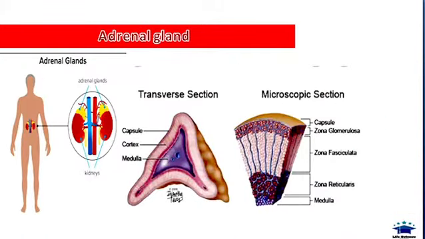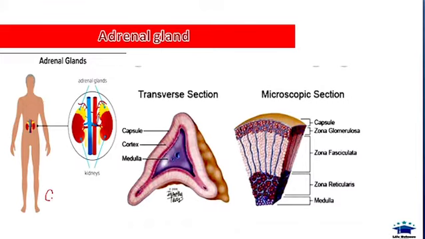The second endocrine gland is the adrenal gland. Where is the adrenal gland located? The adrenal gland is located above the kidney, so it is also called the suprarenal gland, because it is located above the kidney. Adrenal glands have two parts.